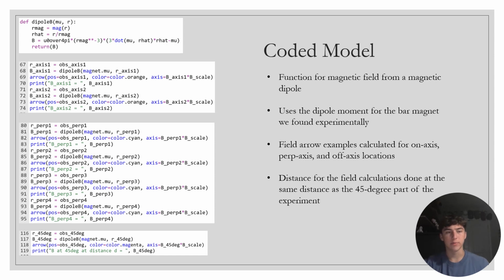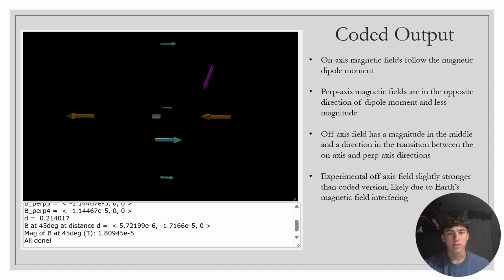From this, we could call a bunch of observation locations and see what our magnetic field was. First we did that for on-axis locations, then perpendicular axis locations, and finally an off-axis location. The distance I used for all these calculations was the same distance as part 2 of our experiment, where we put the phone at 45 degrees, so that we could compare our results. This was the actual output of our code.